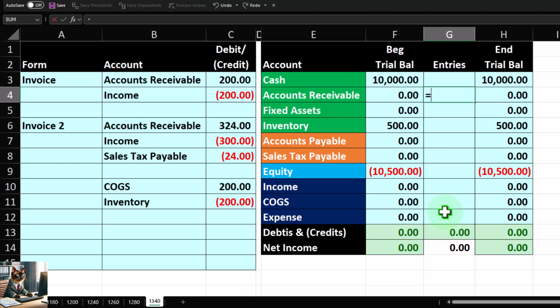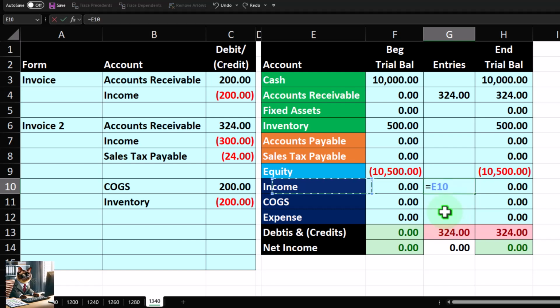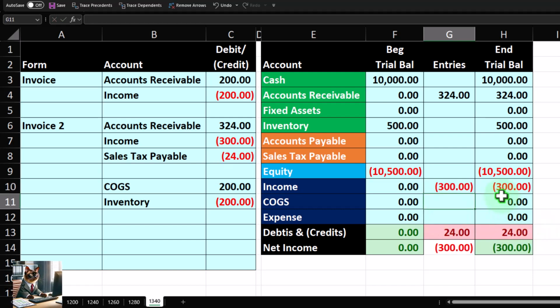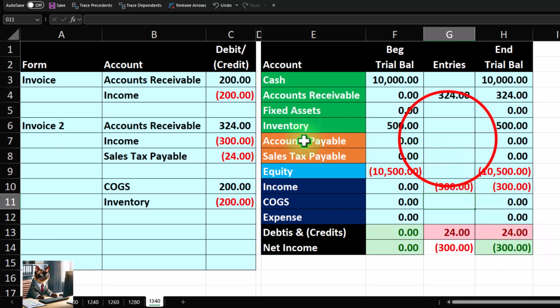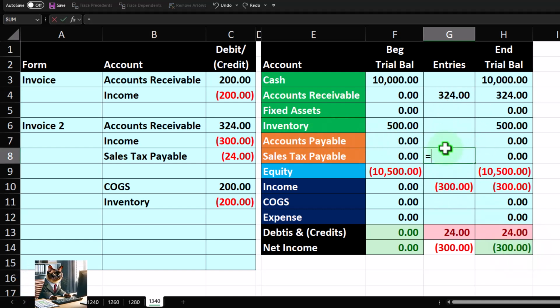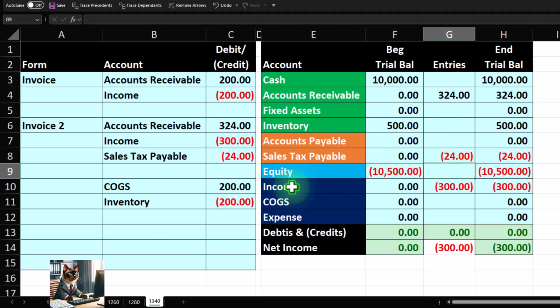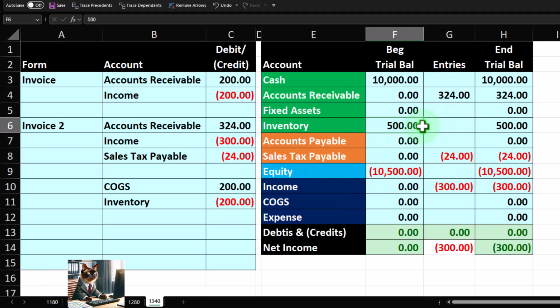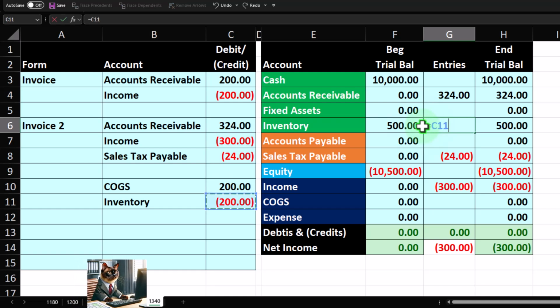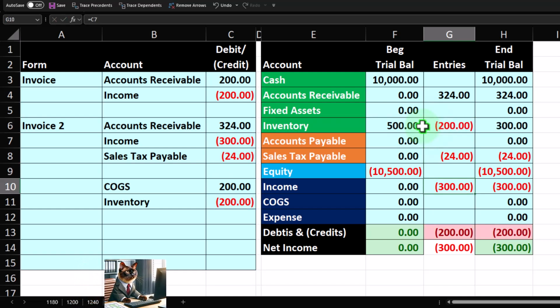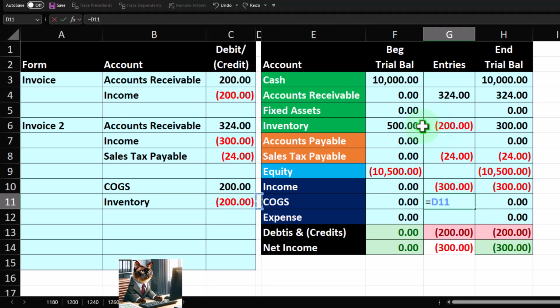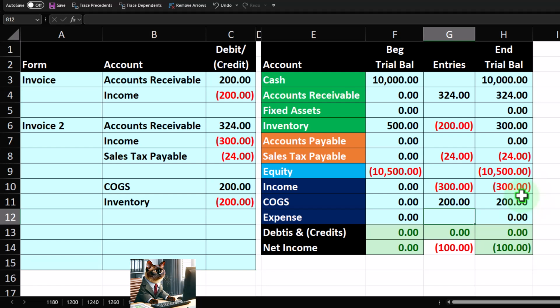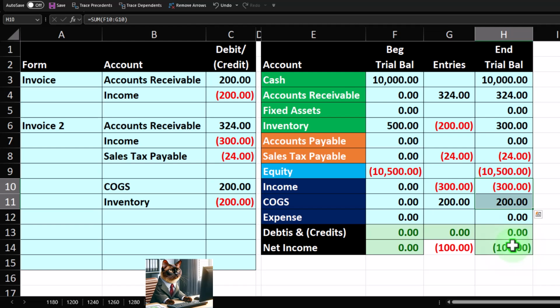And so I'm just going to say the accounts receivable is going to go up by 324. The income is going to go up, increasing net income by 300. It's a credit, but it's increasing net income. And then on the liability side, sales tax payable is going up by the 24. And then we've got the inventory going down by the 200 in dollar amount. And then we've got the cost of goods sold going up. So what does that mean? It means on net income, there's an impact of $100. It went up by 300, down by 200. Net impact on net income was a net increase of 100.